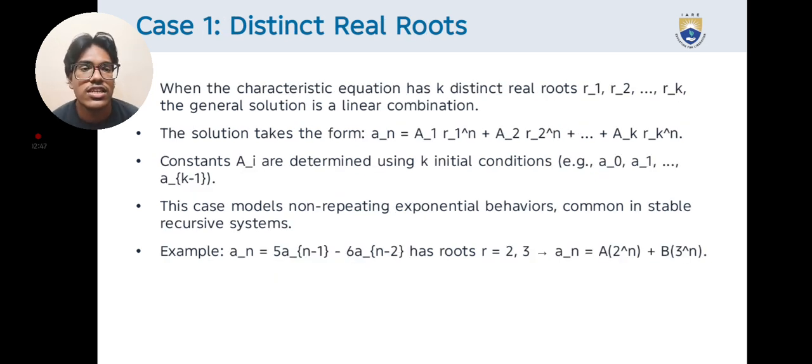Case 1: distinct real roots. When the characteristic equation has k distinct real roots, the general solution is a linear combination. The solution takes the form shown, where the constants are determined using k initial conditions. This case models non-repeating exponential behaviors common in stable recursive systems.